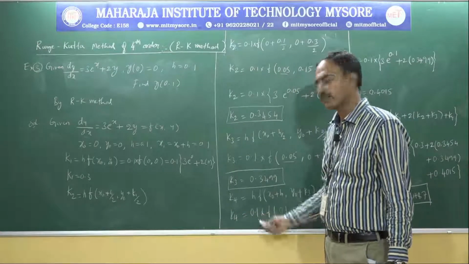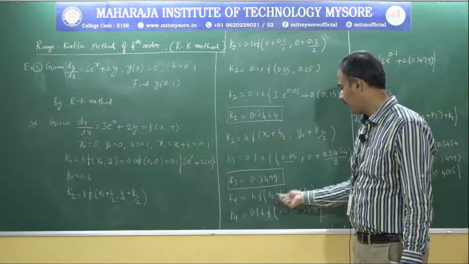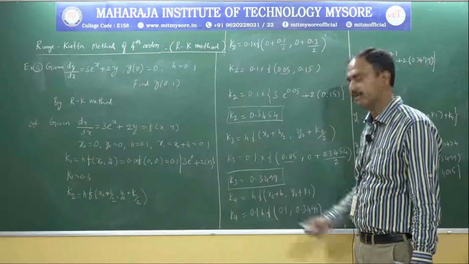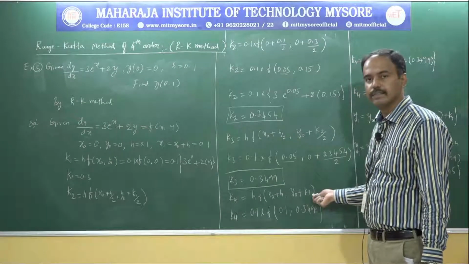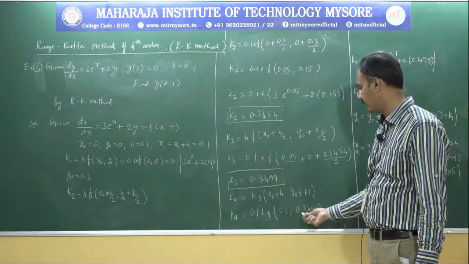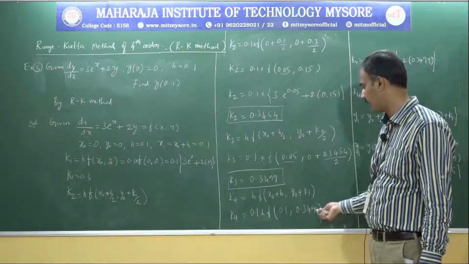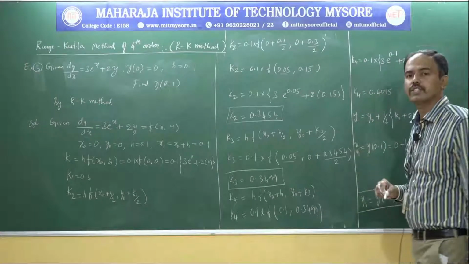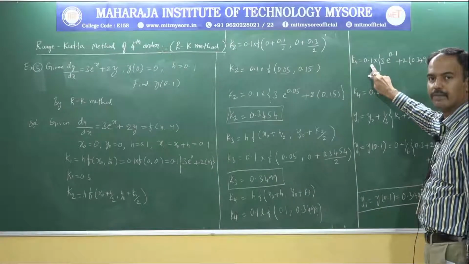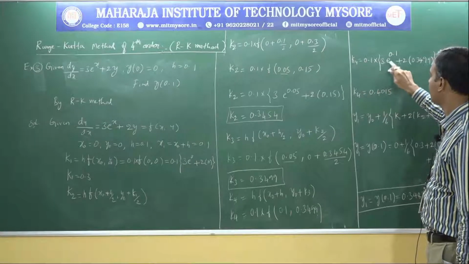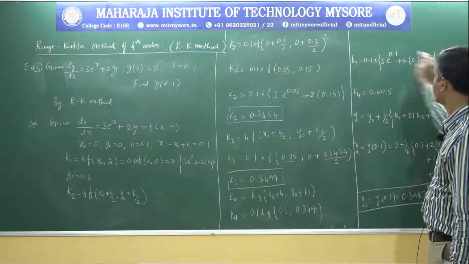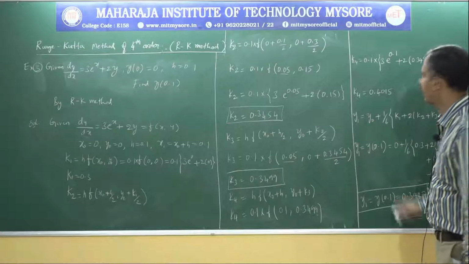Now the next one, k4, is h into f of x naught plus h, y naught plus k3. Here h is 0.1. The function f of x naught plus h, x naught 0, h value 0.1, that's why 0.1, y naught plus k3, y naught 0, k3 value 0.3499, so directly we can write 0.3499. Now substitute in the function: 0.1 into 3 into e power 0.1 plus 2 into 0.3499.